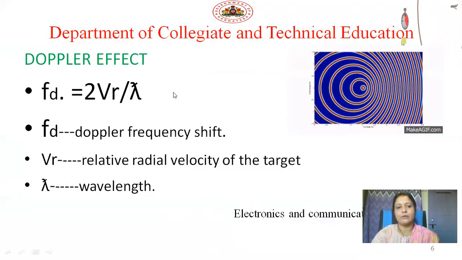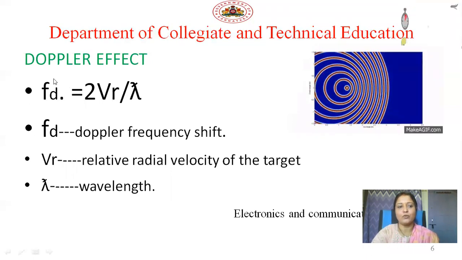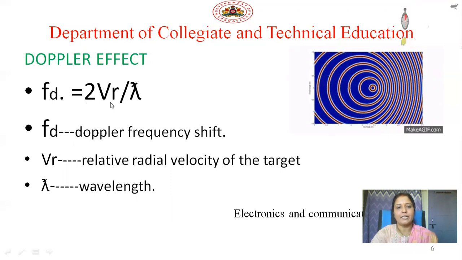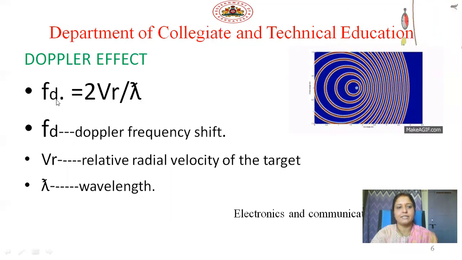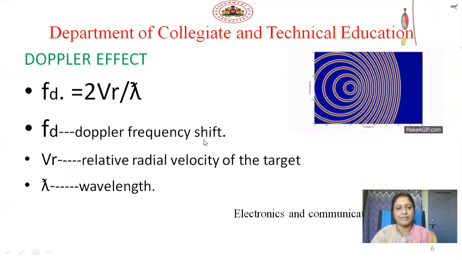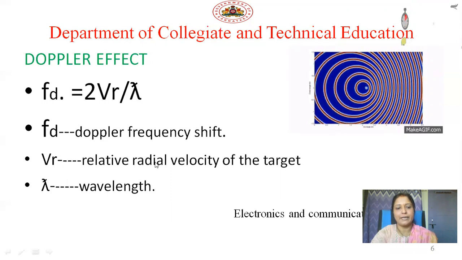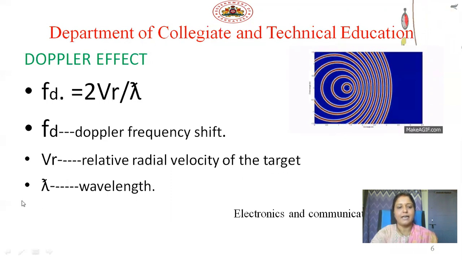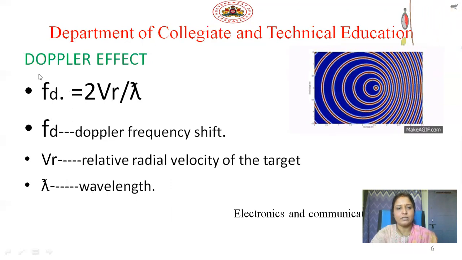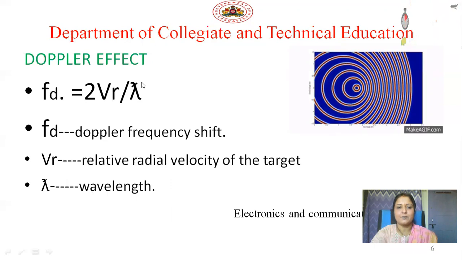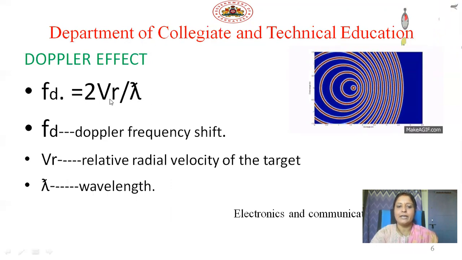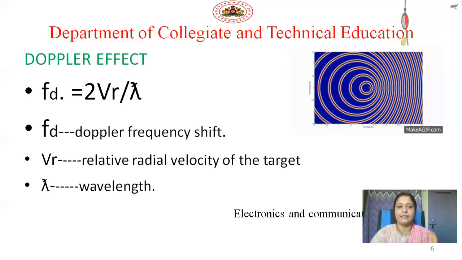Now how to calculate that fd, the shift in the frequency? Fd is given by 2 Vr divided by lambda, where Fd is the Doppler frequency shift, Vr is the relative radial velocity of the target, and lambda is the wavelength of the signal. Therefore, if we know this shift in frequency and the wavelength, we can easily find the relative radial velocity of the target.